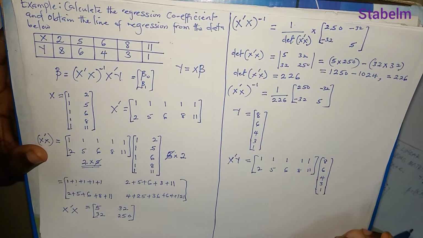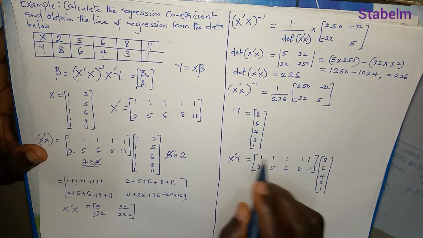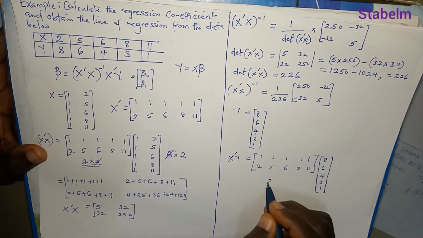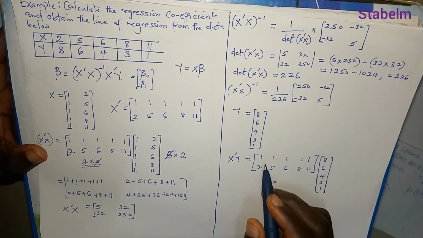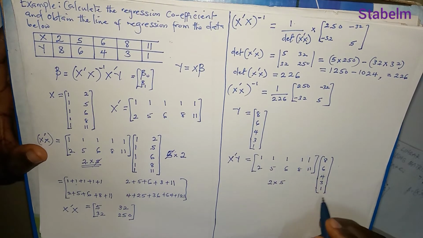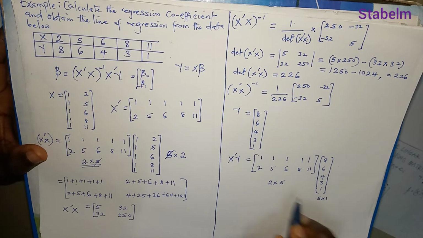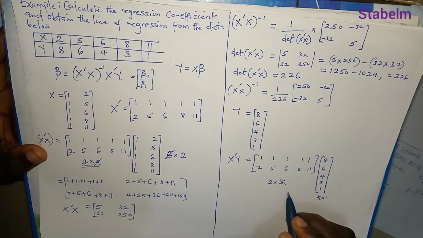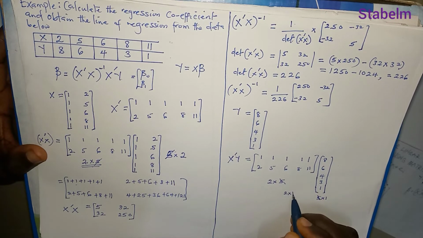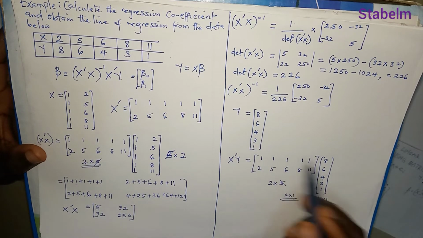So what are we going to have here? This matrix here is a 2 by how many columns? 1, 2, 3, 4, 5. We have 2 by 5, and this matrix here is 5 by 1. So this 5, we consider this 5, definitely the matrix is going to be a 2 by 1 matrix. So we are expecting a 2 by 1 matrix after multiplying this.